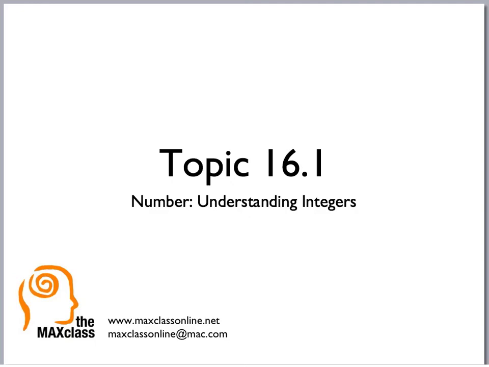Topic 16.1, Understanding Integers. Surely you know how to locate whole numbers on a number line. What we're going to do today is locate integers on a number line. Basically, whole numbers would be 0 and then 1, 2, 3, so on and so forth. An integer includes the 1, 2, 3, so on and so forth, the 0, but also the negative numbers on the left side of 0.